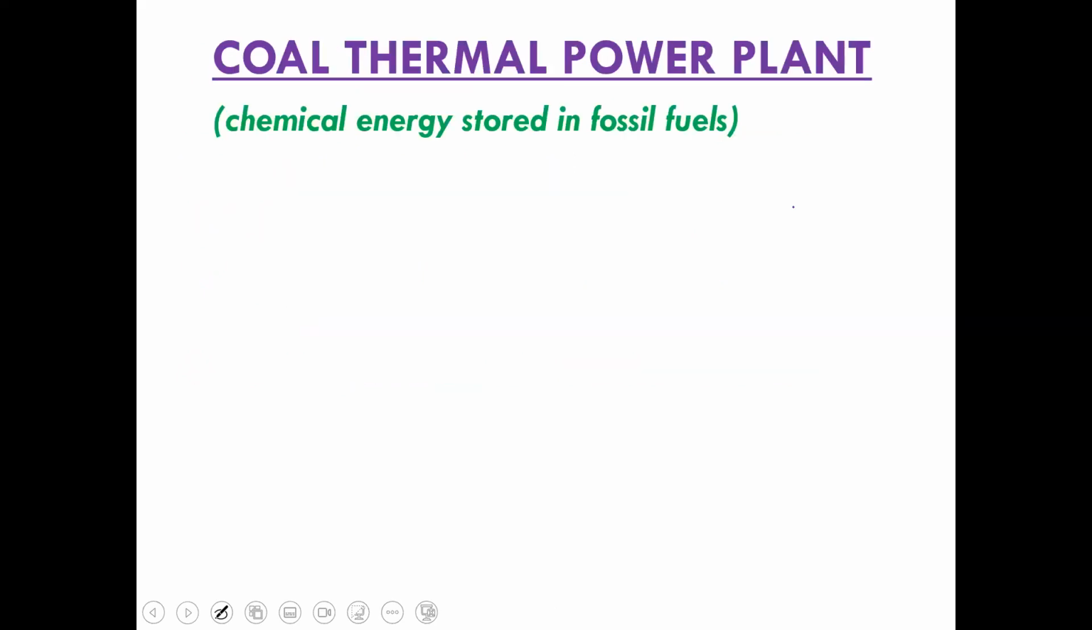We are starting with the coal thermal power plant. It converts chemical energy stored in fossil fuel. It uses that. You have to give this heading.